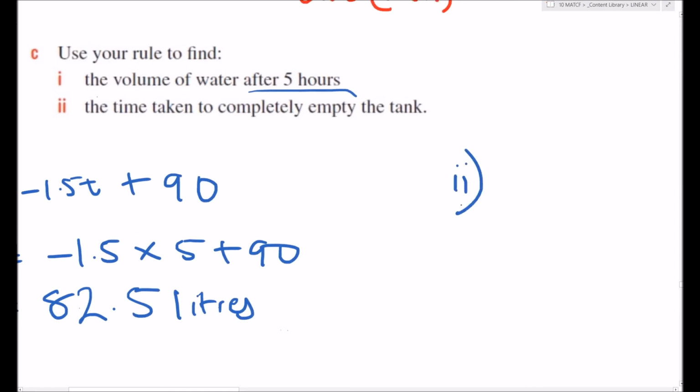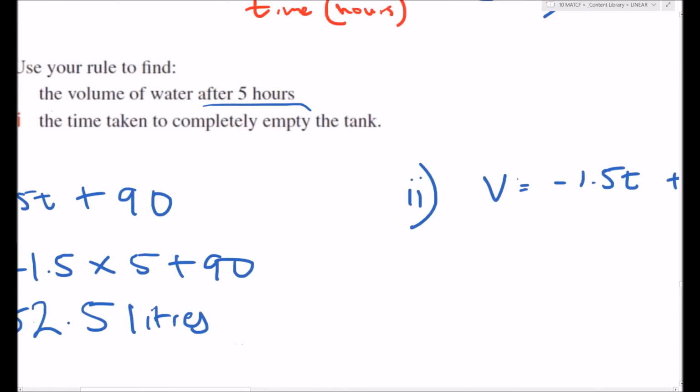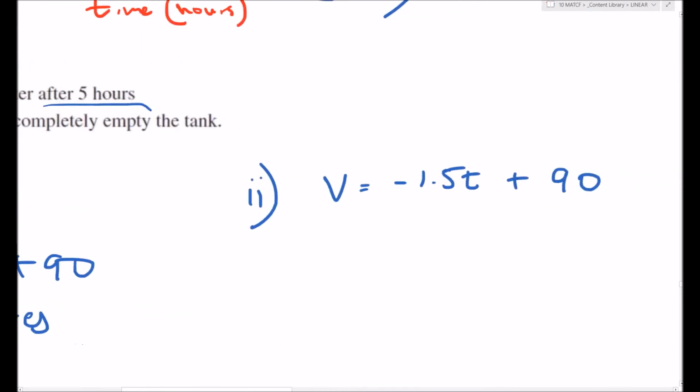Okay, part 2. Now again, I'm going to write my formula here. So negative 1.5t plus 90. Now this question is asking how long will it take for the tank to be empty? So in terms of this equation, what is the value of t when v becomes 0? So if I rewrite that, if v was 0, what is the value of t? So now the t becomes the unknown, and v is 0.